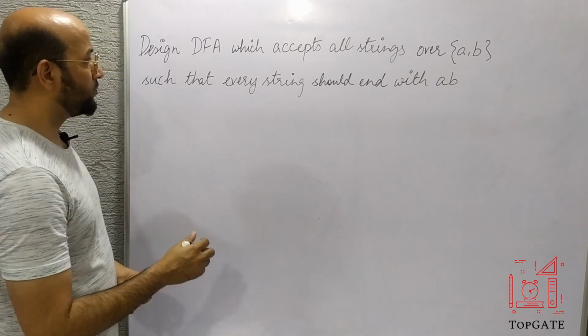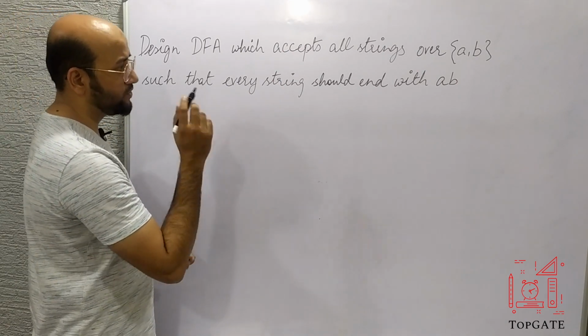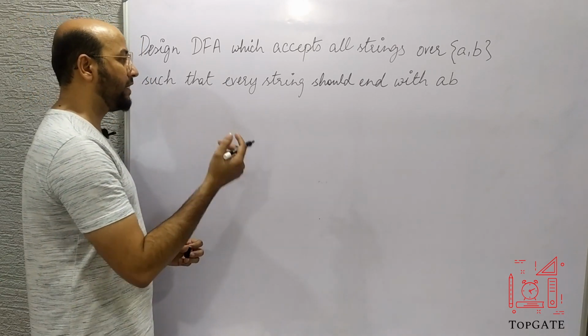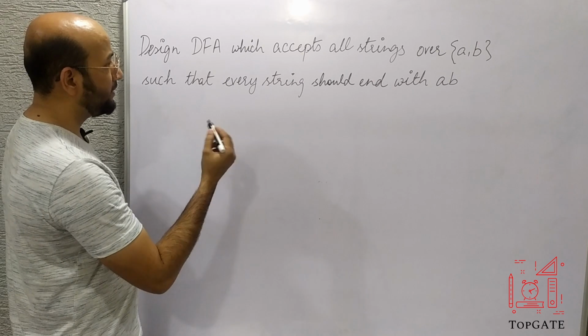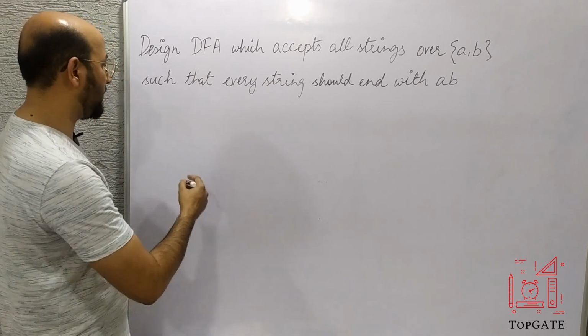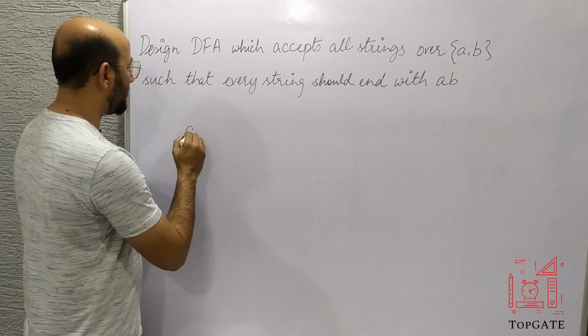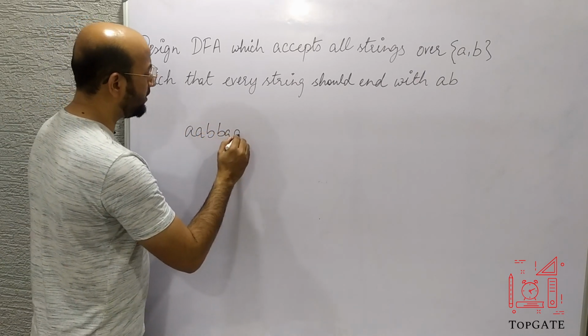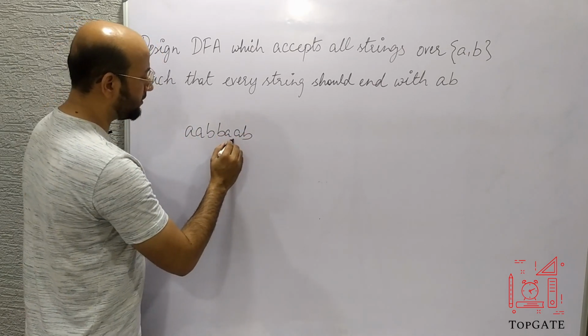First of all, let's try to understand what kind of language this is, and then what is the shortest possible string in this case. Then we'll design a DFA for this. In this language, every string should end with AB. So we can have A, B, B, A, and then finally AB. So this should be accepted.